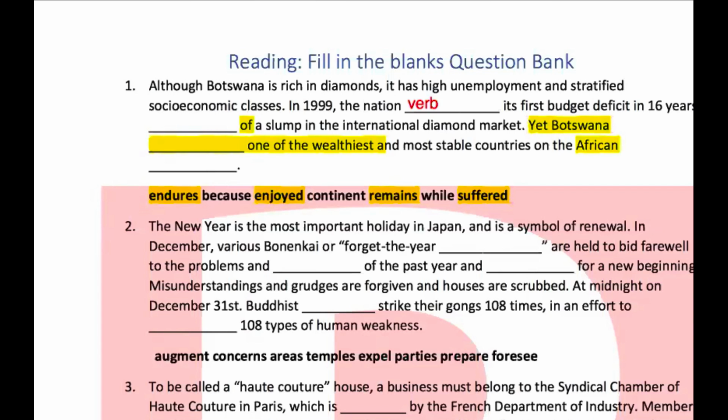So I'm going to write the answers here. And after this, I will unmute your videos. And if you have any question, you can ask me after that. Okay. So let me write down the answer here. This one is suffered. This one is because. This one is remains. And this one is continent. So these are the 4 answers.